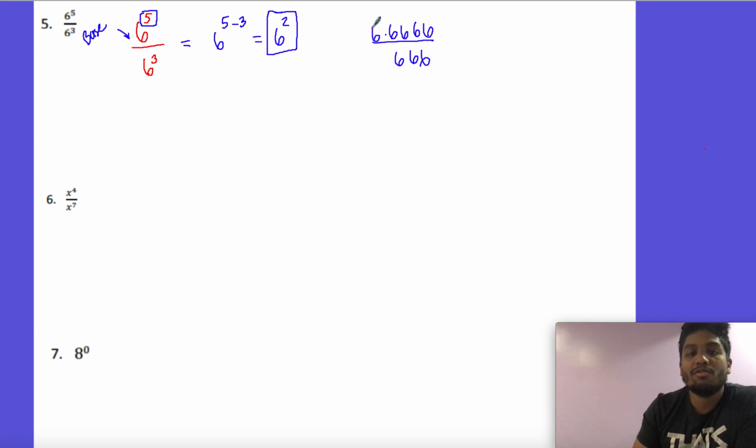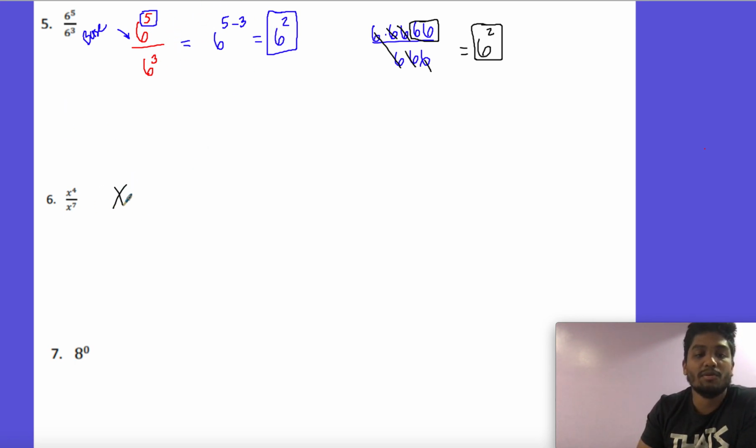And when we cross them out, top and bottom, top and bottom, top and bottom, you'll see that we have 2 6s left on top. And so we get the exact same answer, 6 to the second power. So this is more of the longer way to do it. And once you understand how it works behind the scenes, applying the rules and the properties becomes a little bit easier. It becomes a little bit more natural as well.